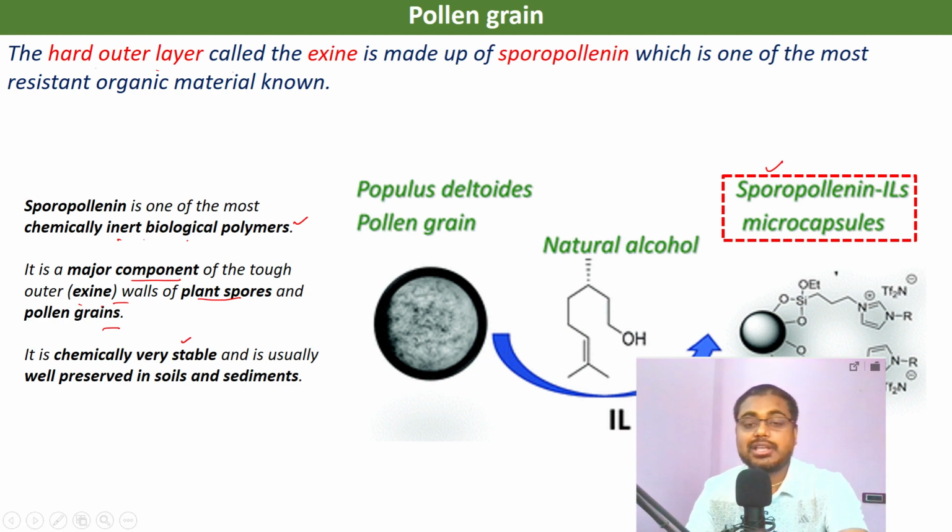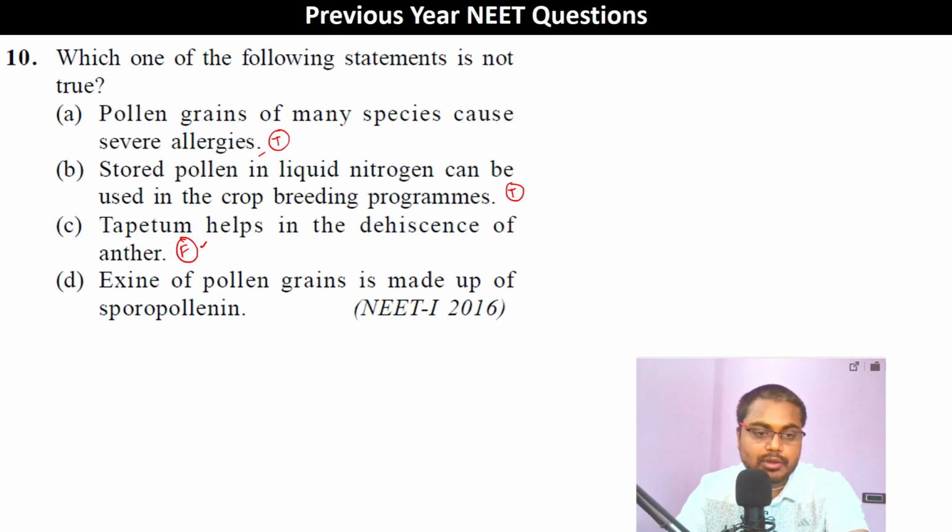That's why the pollen grains can live protected for many, many years also, due to the exine which is made up of sporopollenin. So this is also true. So therefore there is only one statement which is incorrect, and that is the C option. Thank you.